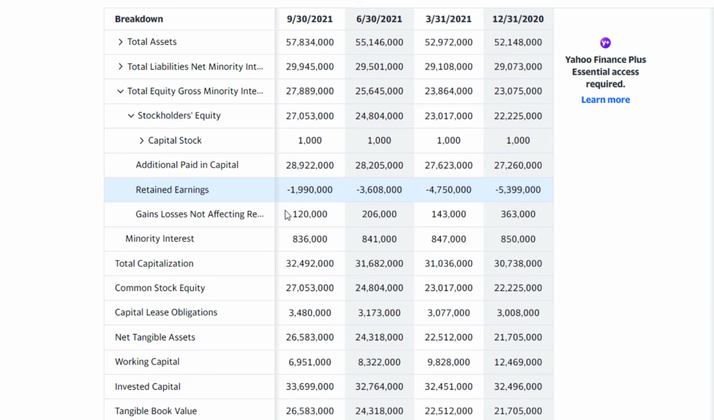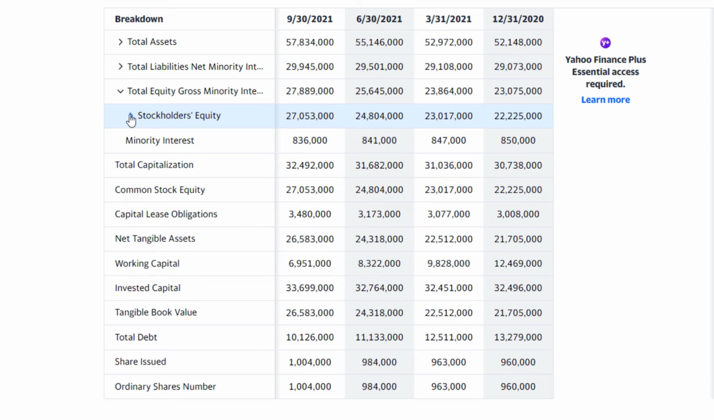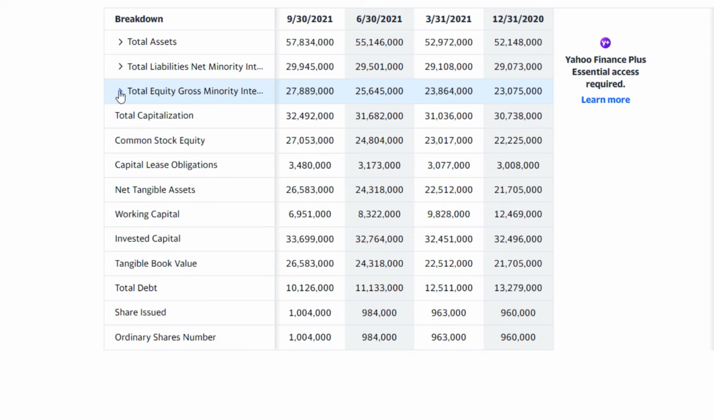And then there's retained earnings and losses and different things that affect that number. These different gains, losses that affect that number. But basically, you're looking at that total, that net stockholder equity, as part of that total equity, right? And then you adjust a little bit for minority interest.